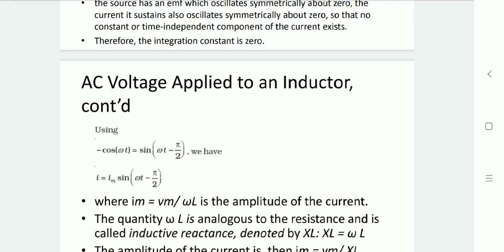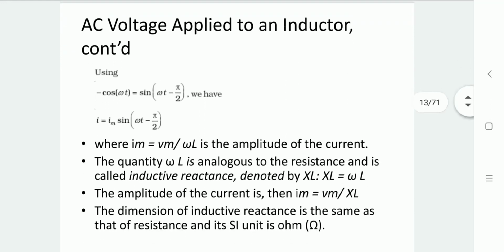Now you can observe that in the current equation, 3 parameters are there: amplitude, frequency and phase. Amplitude is Im, frequency is in terms of angular frequency omega, and minus pi by 2 is the phase. So all these 3 parameters can be observed here, and we can say that Im is Vm upon omega L, and Ohm's law is there, I equals V by R. So in the denominator, resistance would be there.